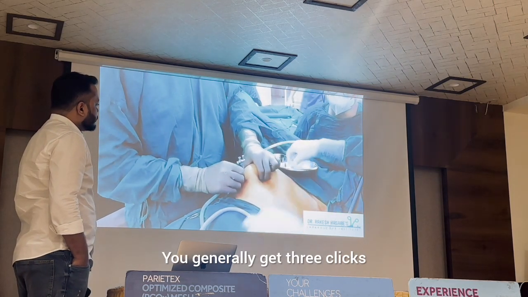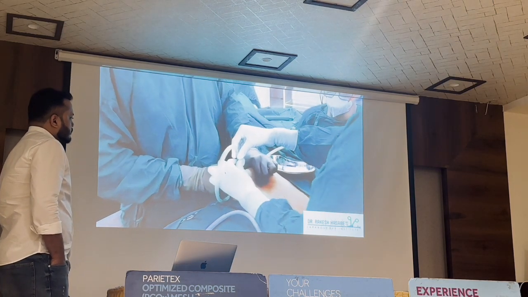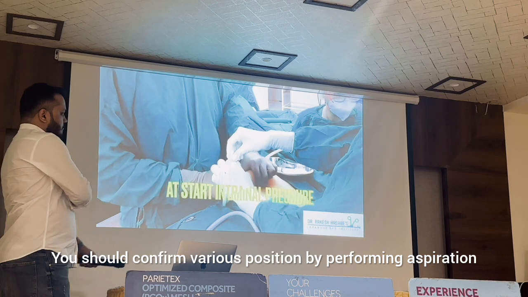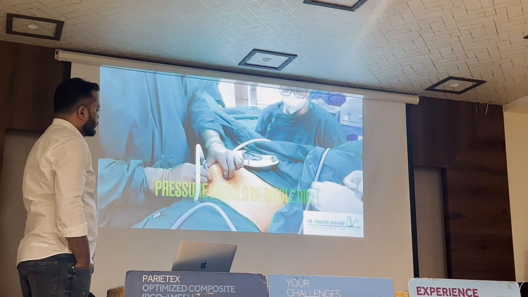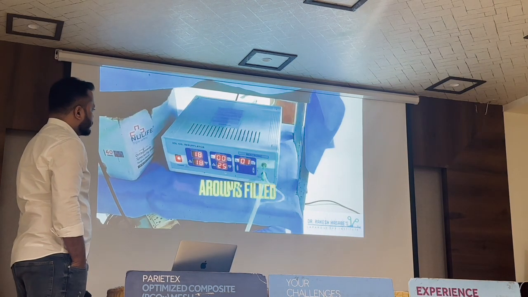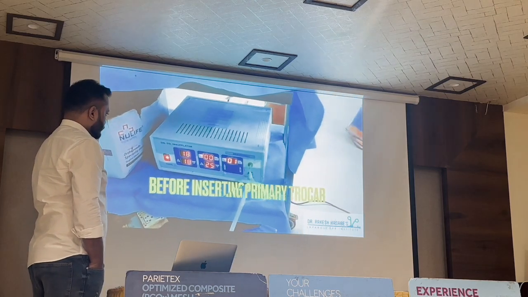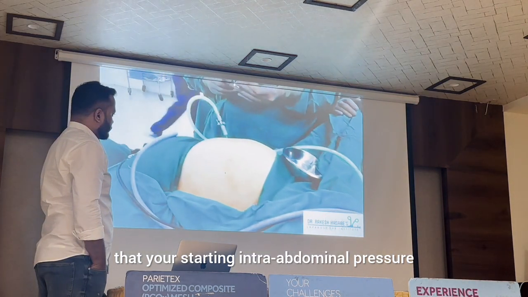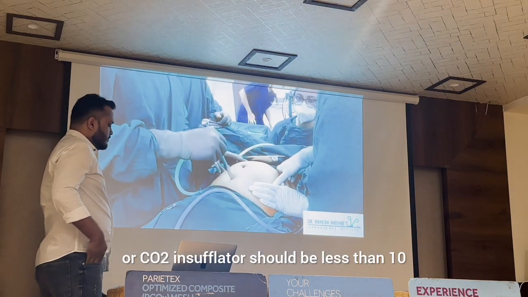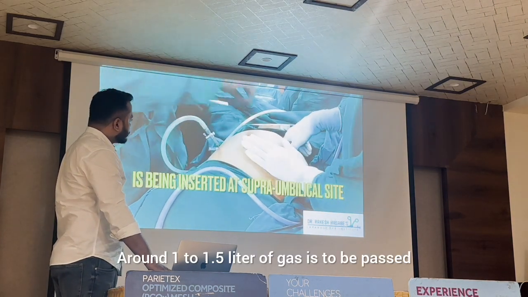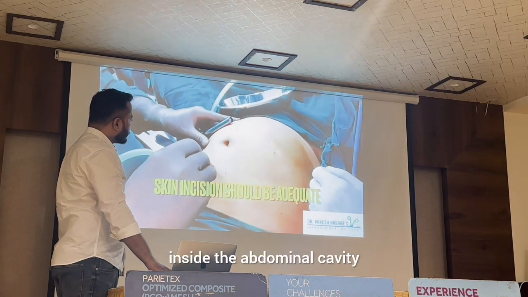You generally get 3 clicks, and after the 3rd click you are definitely inside the abdominal cavity. You should confirm Veress position by performing aspiration, injection and saline drop test before you connect the CO2 cable. Another way of confirming your entry into the abdominal cavity is that the starting intra-abdominal pressure, which is shown on the monitor or CO2 insufflator, should be less than 10. Around 1 to 1.5 liters of gas is to be passed inside the abdominal cavity.